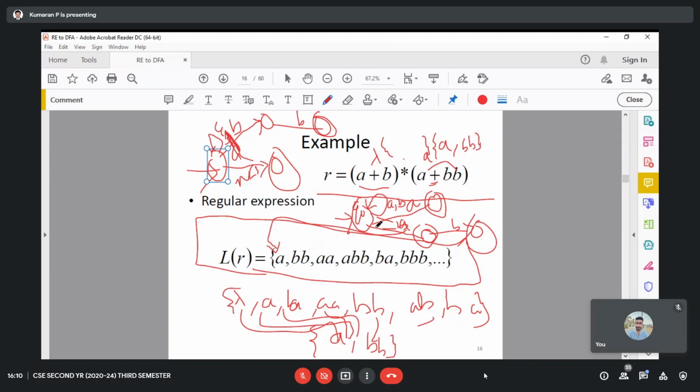So after reading AB, either reading A, I will go to here; or reading BB, I will go to here. That's it. So this diagram I can call an NFA diagram, because from Q naught, I have an A transition here, and an A transition here also. From Q naught, I have a B transition here, and a B transition here also. That's why it is an NFA. But it is easy for me to convert to a DFA using the subset construction algorithm. Now you can think about how easy it is to draw the NFA for a given regular expression.